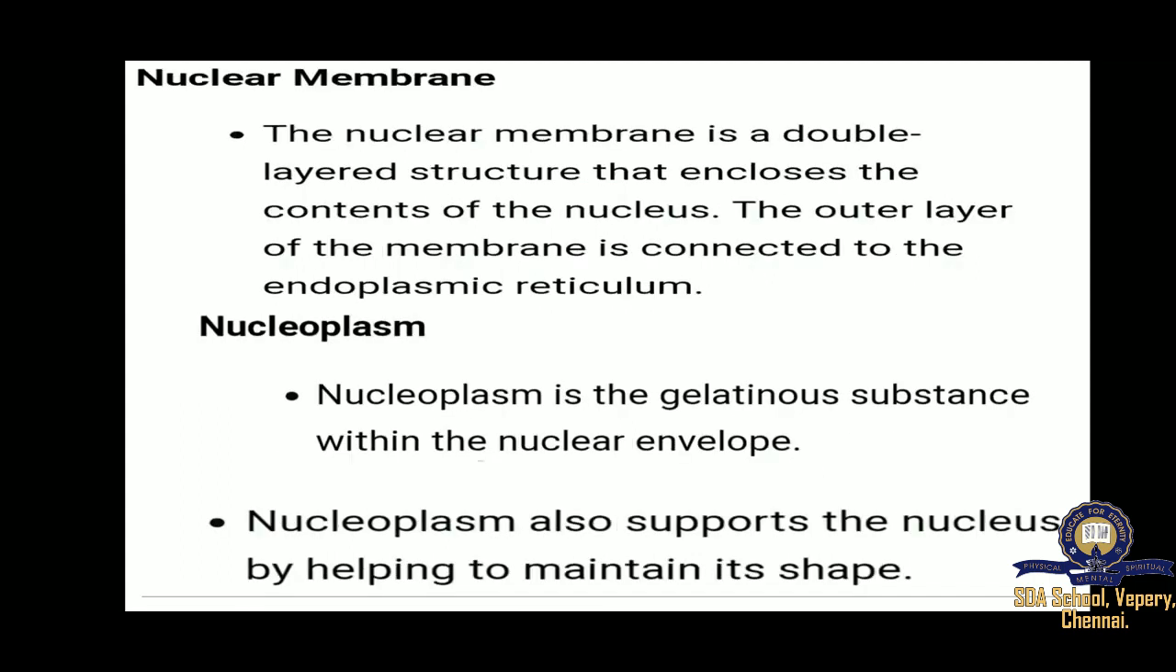Second one, the nuclear membrane. The nuclear membrane is a double-layered structure that encloses the contents of the nucleus. The outer layer of the membrane is connected to the endoplasmic reticulum. Like the cell membrane, the nuclear envelope consists of phospholipids that form a lipid bilayer. The envelope helps to maintain the shape of the nucleus and assists in regulating the flow of molecules into and out of the nucleus through the nuclear pores.